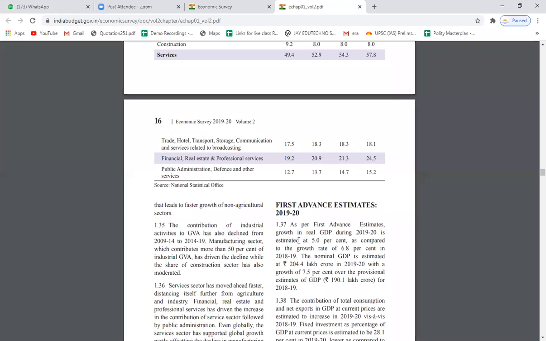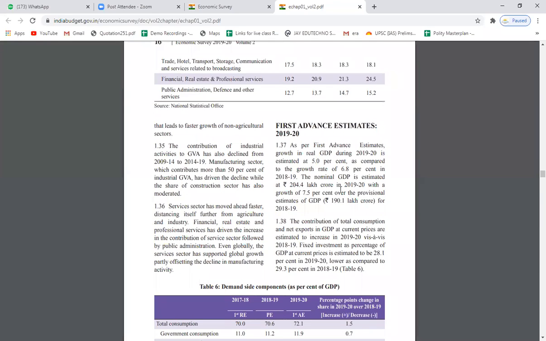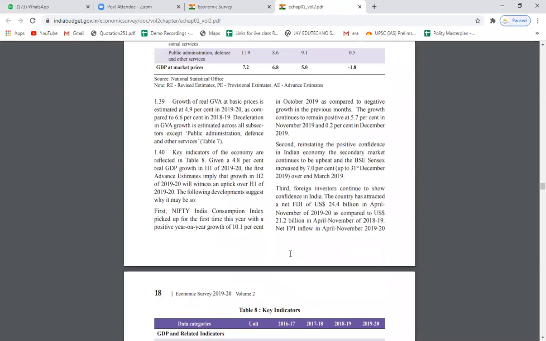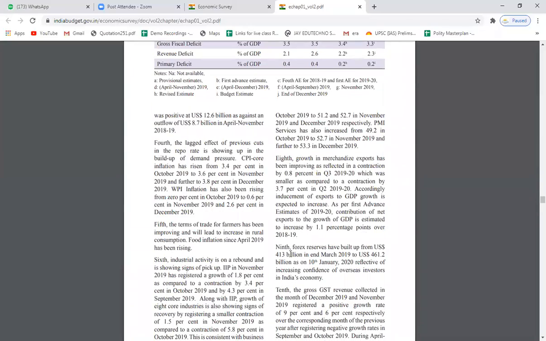Check in. Then this is the advanced estimates of 2019-20. Then revised estimates are also given here, that you can see in the data.